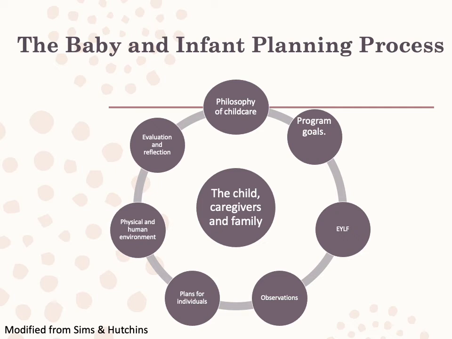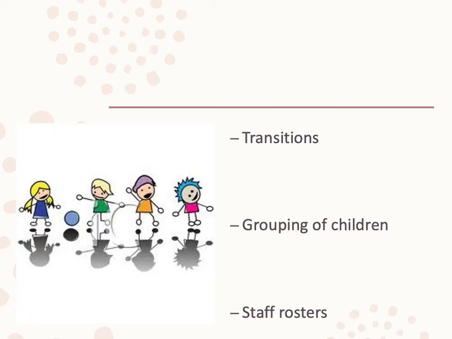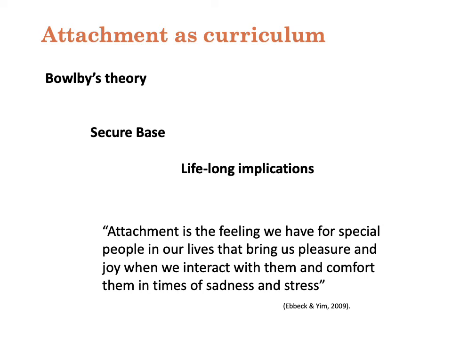So when we're planning for very young children, we don't have those same curriculum documents. We have to think about it differently. So we look at caregiving as curriculum. We look at the great routines that we can set up, the rituals that we organize, and of course our daily schedules. We make sure that we think about how we create good transitions, how we group our children, and how we ensure that we have consistency of staff so that we can have good bonding with our children. Our attachment as curriculum.